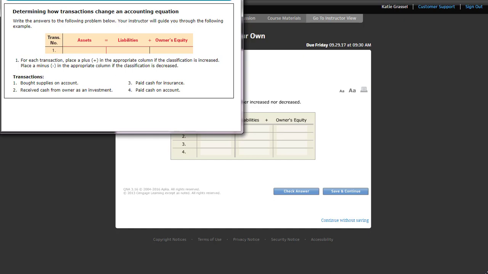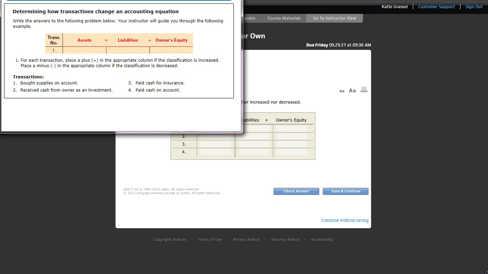So this first transaction reads, bought supplies on account. And what is going to happen in accounting is we do double entry accounting, which means anytime there's a transaction, we're going to affect two accounts, because you can't affect one account and keep your accounting equation in balance. So we have to go through and look at this transaction and break it down so we can see how it affects our accounting equation.